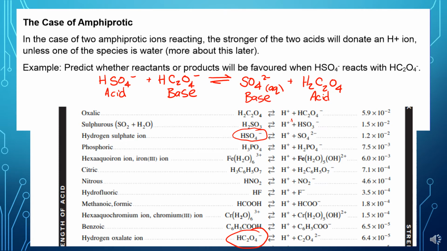Now I have to go back to the chart and compare again. I'm going to compare between the two acids. So I've got oxalic acid up here and the hydrogen sulfate ion again on my chart. You can see that the oxalic acid is the stronger one. So that oxalic acid is going to act as the acid and shift that reaction to the left-hand side. That forward reaction is not going to happen as much, and so in this case, the reactants are going to be favored.